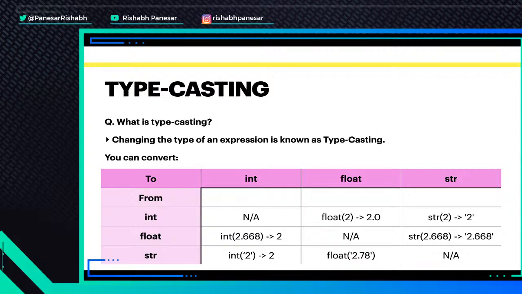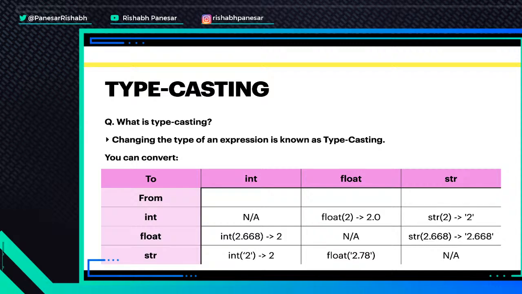Now we can convert a float to string by using the string method. Sorry, we can convert a string to integer by using the integer method, and we pass in the string. You can see that I have used double quotes, and within these double quotes I have passed in the string number. The number is 2. What this function will do is return me the integer value of this string. Similar goes for float. We can convert a string to float by using the float method.